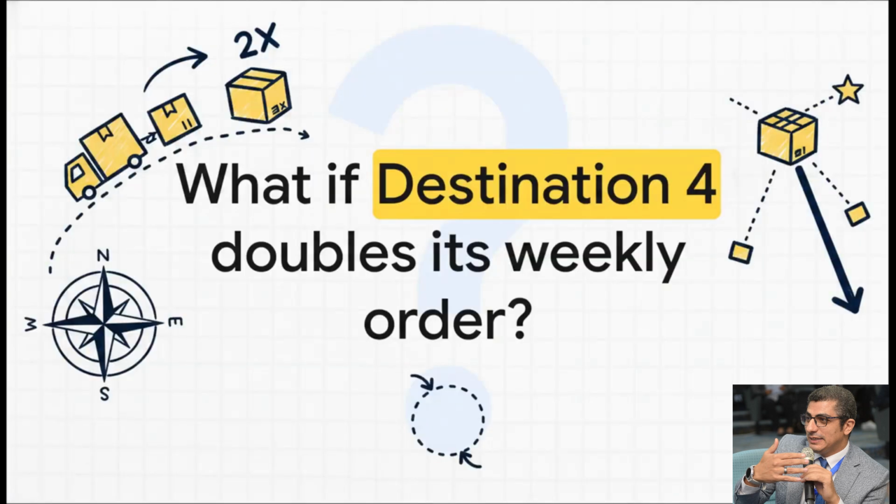Before we wrap up, I've got a question to leave you with. What happens to our center of gravity if Destination 4, way out east, suddenly doubles its weekly order from 100 to 200 units? How would that extra weight dynamically pull our optimal warehouse location? I highly encourage you to solve this new scenario and drop your calculated coordinates in the comments below.